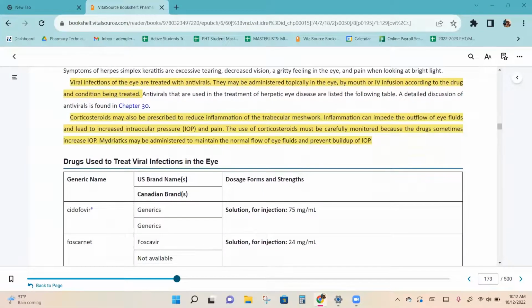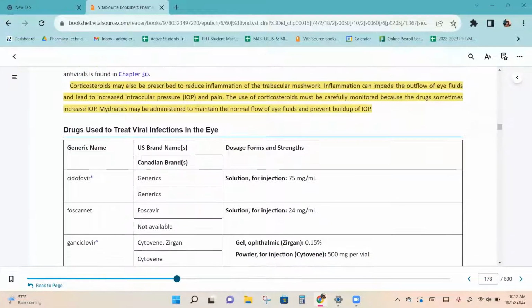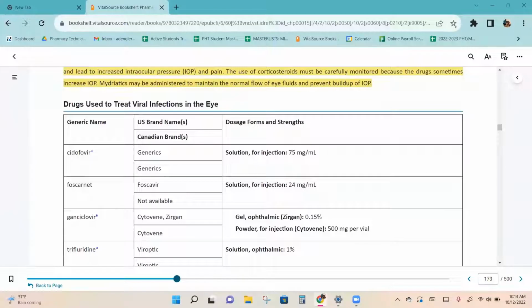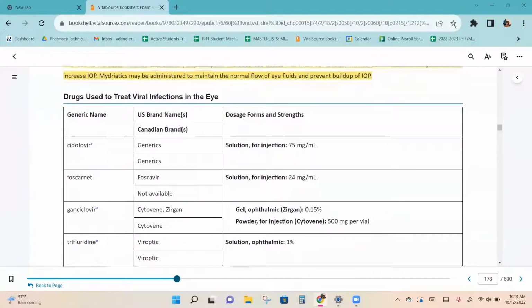Viral infections of the eye are treated with antivirals. They may be administered topically in the eye, by mouth, or IV infusion, according to the drug and condition being treated. Corticosteroids may also be prescribed to reduce inflammation of the trabecular meshwork. Inflammation can impede the outflow of eye fluids and lead to increased intraocular pressure and pain. The use of corticosteroids must be carefully monitored because the drugs sometimes increase IOP. Mydriatics may be administered to maintain the normal flow of eye fluids and prevent buildup of IOP.